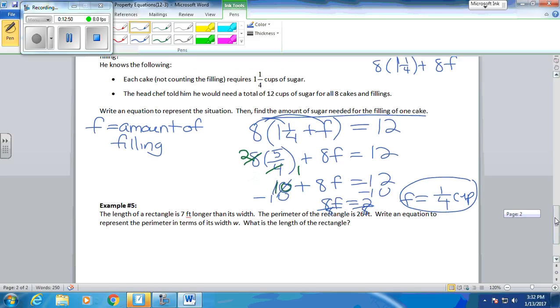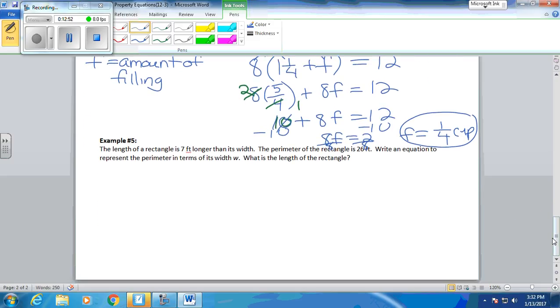I'm going to do number 5 with you too. I'm going to set up the equation with you. It says that the length of a rectangle is 7 feet longer than its width. I'm stopping right here and I'm drawing a picture of a rectangle because I'm very visual and you are as well. The length of a rectangle is 7 feet longer than its width. The perimeter of the rectangle is 26 feet. Write an equation to represent the perimeter in terms of W.